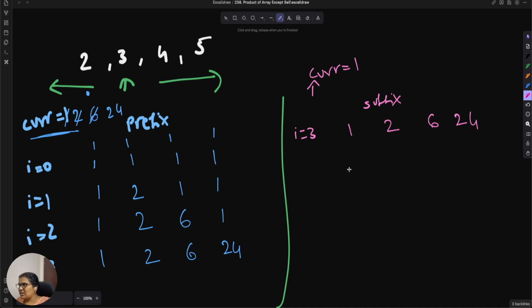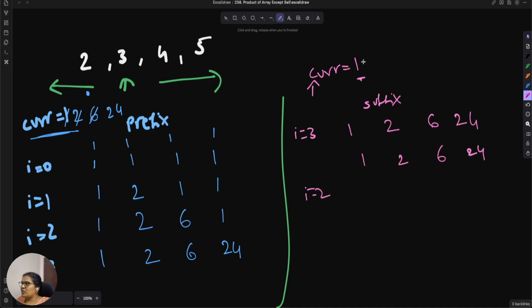So when i equals 3, what happens? The current value is still 1, so you don't have anything on the right. During the prefix calculation, we just updated the current value. But here we have to multiply it with whatever is there in the result to get the answer. So here the suffix value is 1, which is whatever is there in current. The prefix value is 24. And our answer would be 24 times 1, which would still be 24. Then 6, 2, 1.